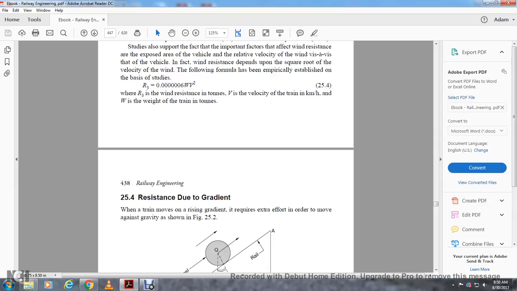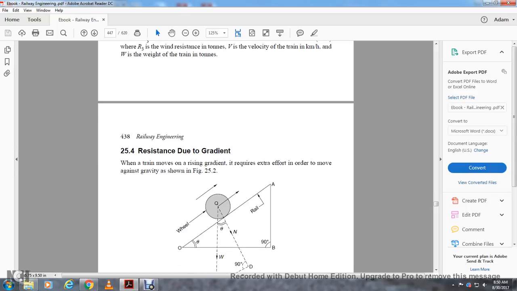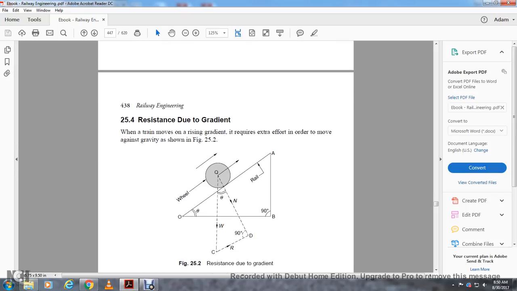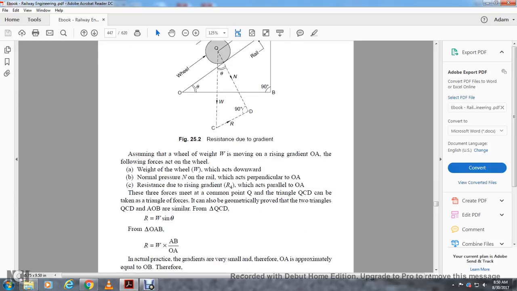25.4 Resistance due to gradient. When the train moves on a rising gradient, it requires extra effort to move against gravity, as shown in Figure 25.2. It shows the angle of the rail going up, the wheel direction up, and the 90 degree angle, with W and R, angle A, triangle AOB, and the slope of the wheel on the rail.